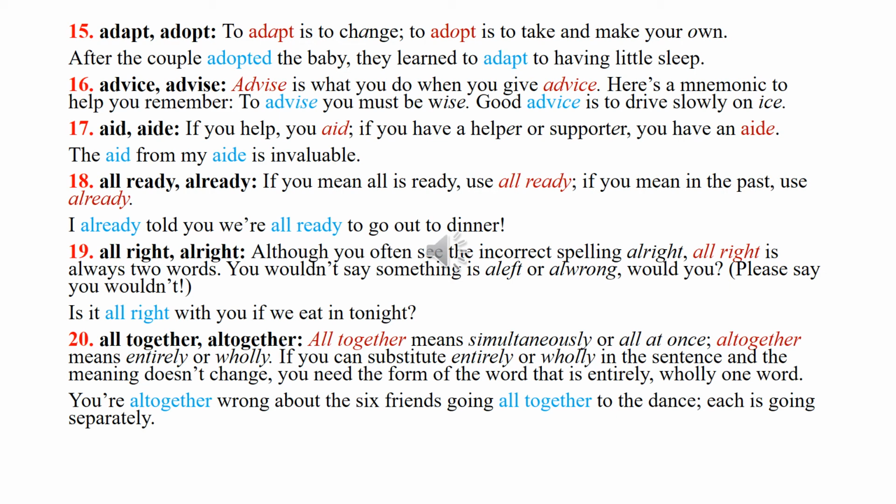20. Altogether and all together. All together means simultaneously or all at once. Altogether means entirely or wholly. If you can substitute entirely or wholly in the sentence and the meaning doesn't change, you need the form of the word that is entirely, wholly. One word. Here we have an example. You were all together, along with 6 friends going all together to the dance. Each is going separately.